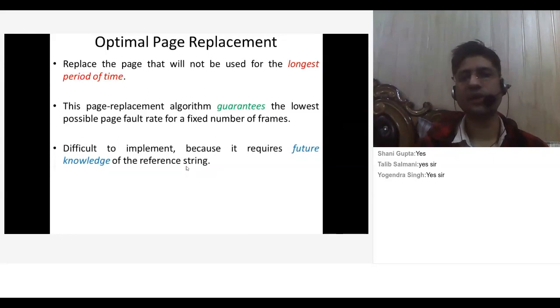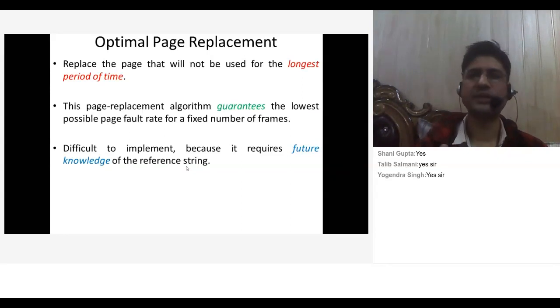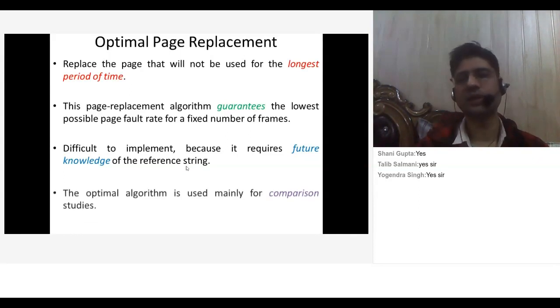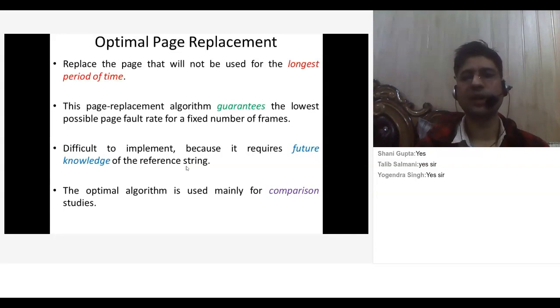So it is difficult to implement because it requires future knowledge of the reference string. So optimal page replacement is just used for comparison of algorithms: if anyone can devise any other page replacement algorithm, we can match its efficiency with optimal page replacement. If it is up to the mark, then we can accept that. So the optimal algorithm is used mainly for comparison studies.